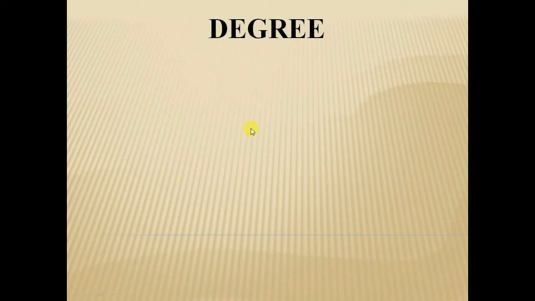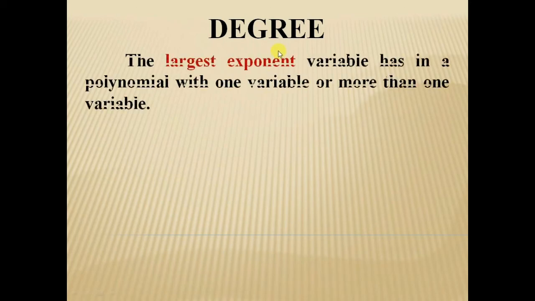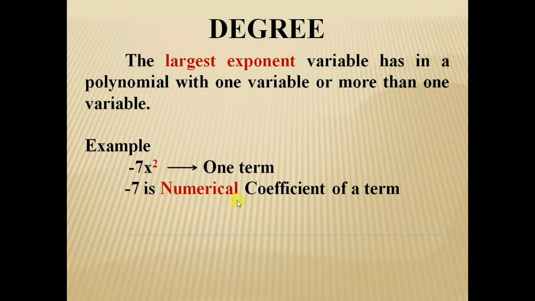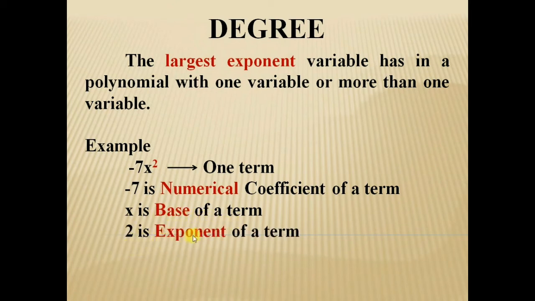Degree. The largest exponent of the variable in a polynomial with one variable or more than one variable. For example, -7x² is one term. -7 is the numerical coefficient of the term. x is the base of the term. 2 is the exponent of the term. Then the degree of the term is 2.